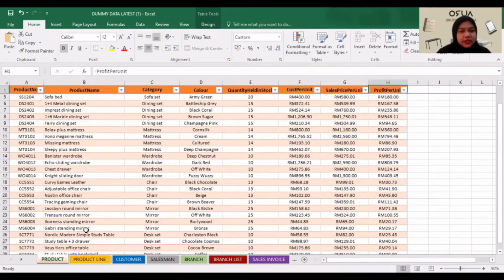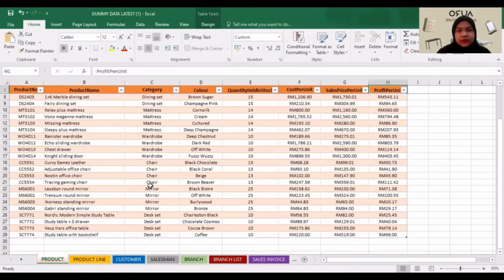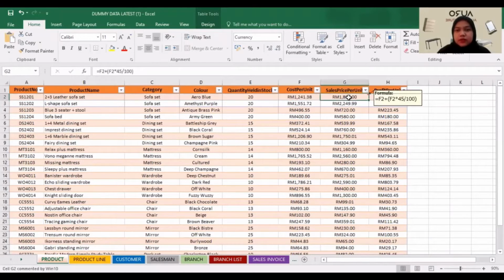As we can see here, we have 28 products in our company. So here we use a formula to get the sales price per unit: we multiply the cost per unit with the markup percentage which is 45%. To get the profit per unit, we use a subtraction formula where we subtract the cost per unit from the sales price per unit. Next is product line table.